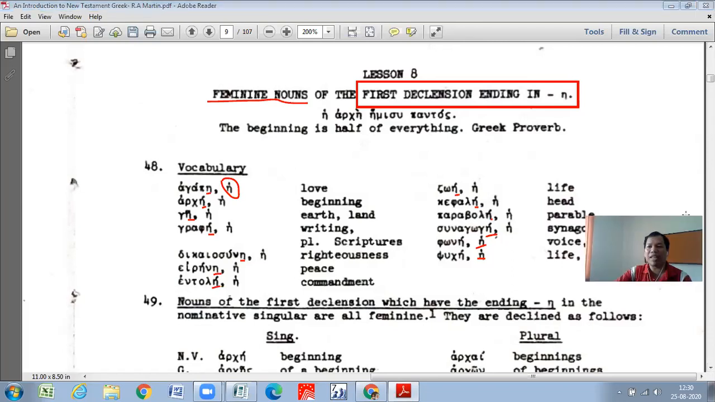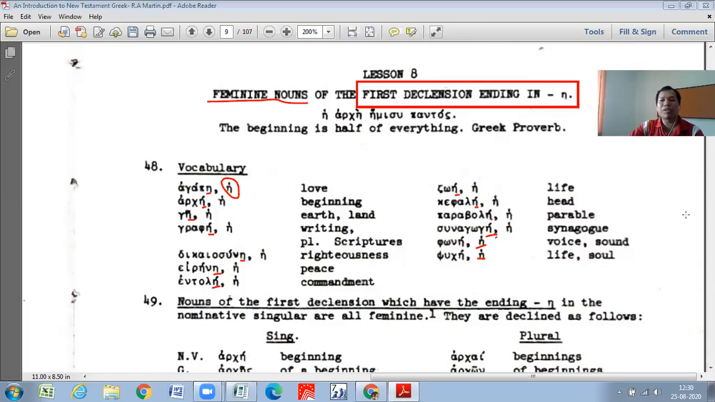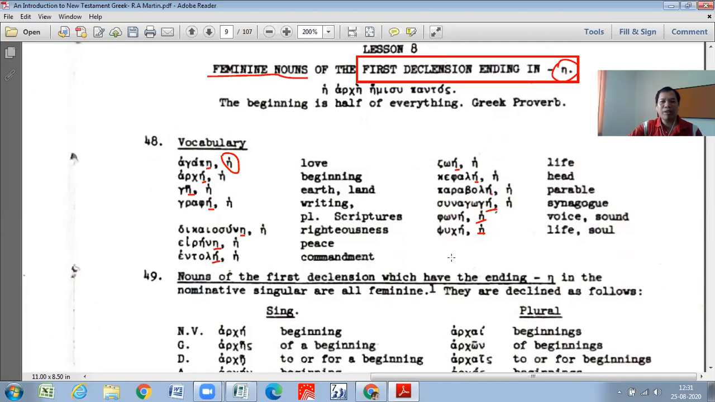Now, in this first declension of feminine nouns, what we will see is the noun ends in, as you mentioned here, a. So you must be thorough with the vocabulary. Let me read both Greek and English so that you will be able to identify it and also memorize it. Okay. Agape, love. Arche, beginning. Ge, earth or land.